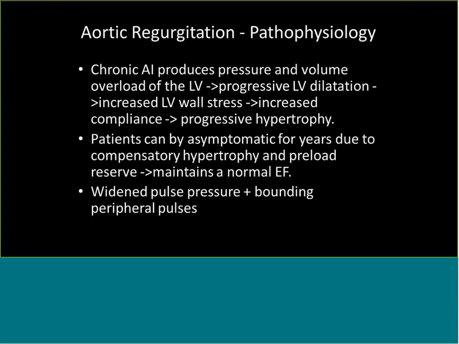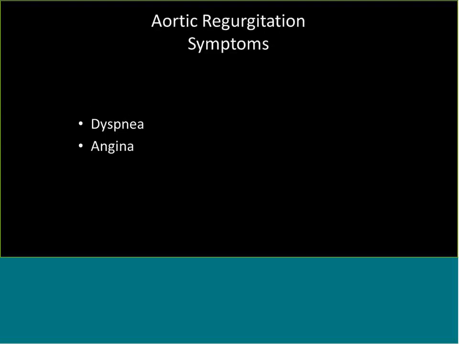Chronic is different. This is pressure and volume overload in the left ventricle and progressive LV dilatation. So this is happening slowly over time. There's increased wall stress and increased compliance, but the ventricle can deal with that. It has progressive hypertrophy. It has time to adapt and get back to normal. So patients can be asymptomatic for years due to this compensatory hypertrophy and their preload reserve. If EF stays normal, they don't feel bad. They have a wide pulse pressure and bounding peripheral pulses on physical exam.